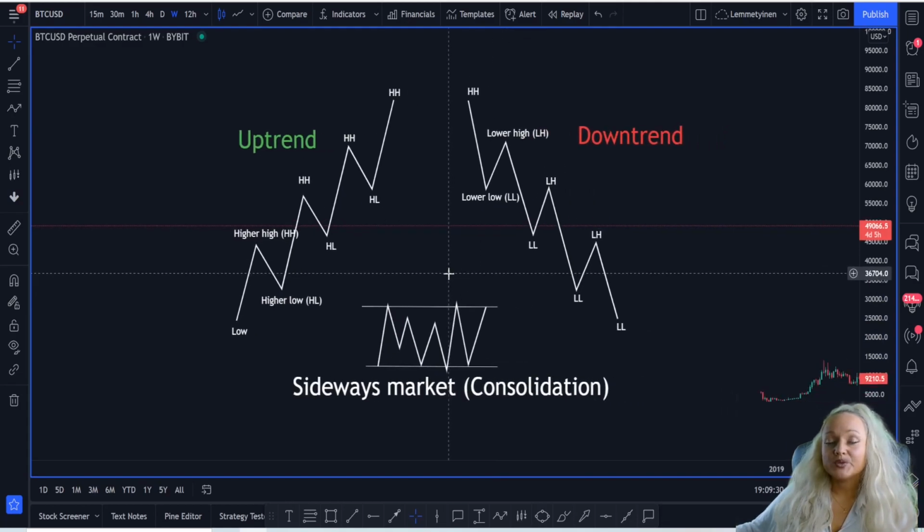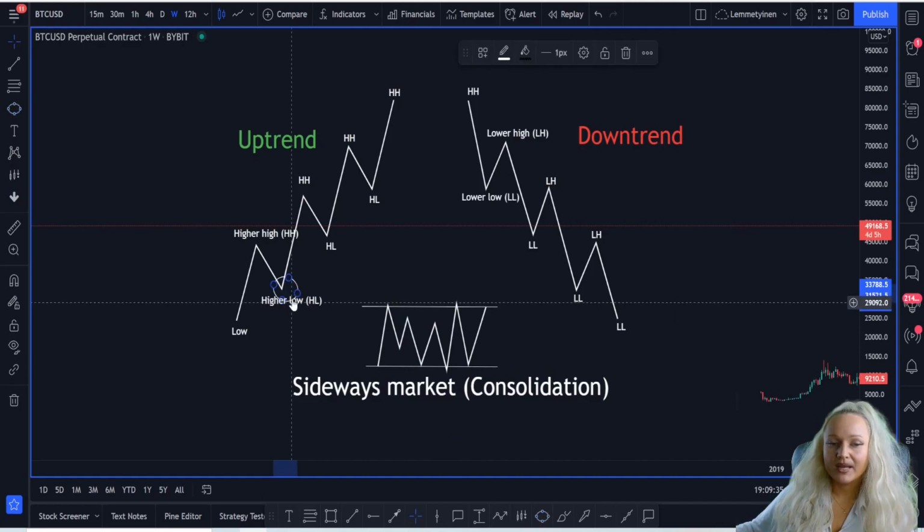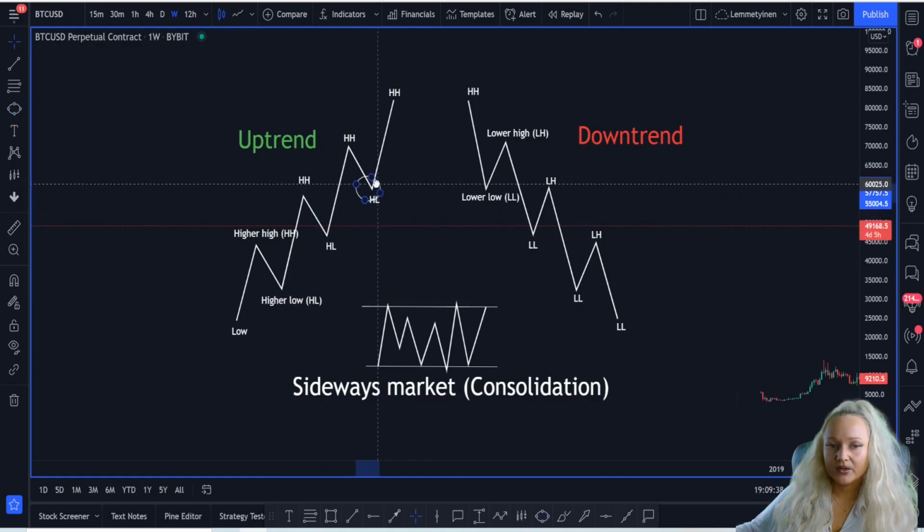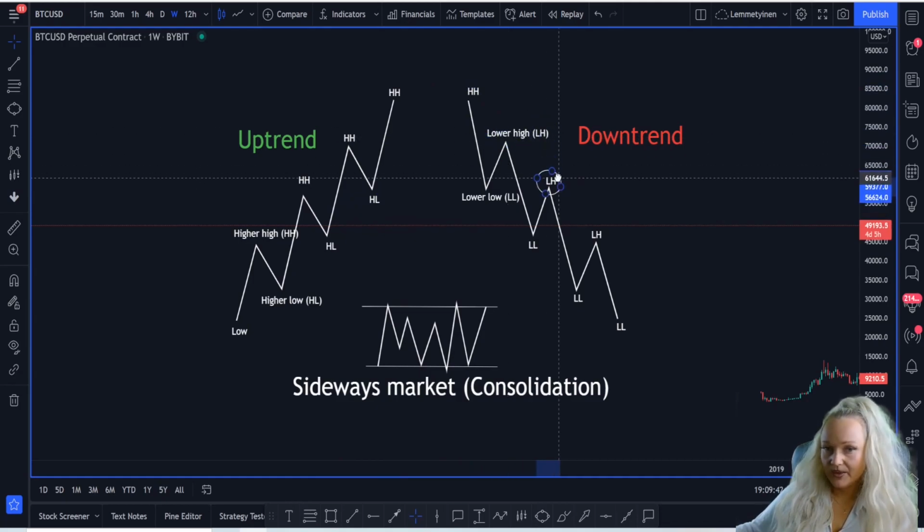When we are in an uptrend, we obviously want to buy the market. And what do we want to do? We want to buy the market at the higher low, higher low, higher low. In a downtrend, we want to sell the market at the lower high, lower high, lower high.